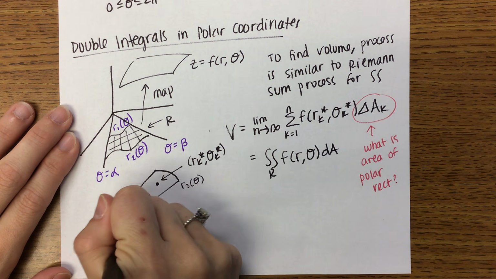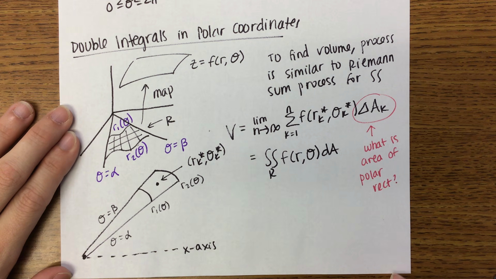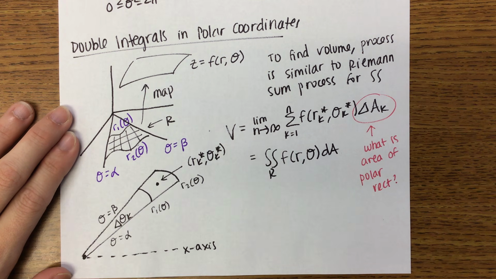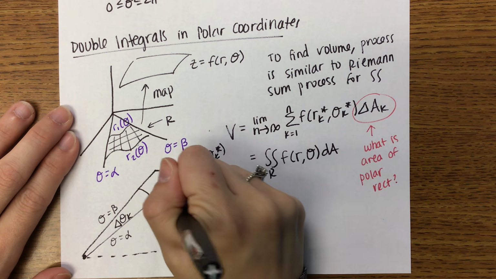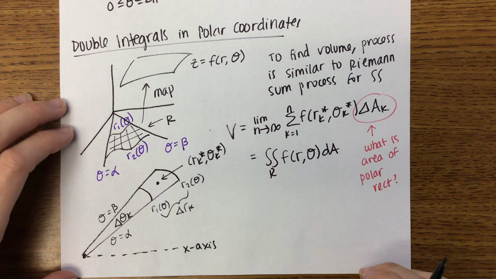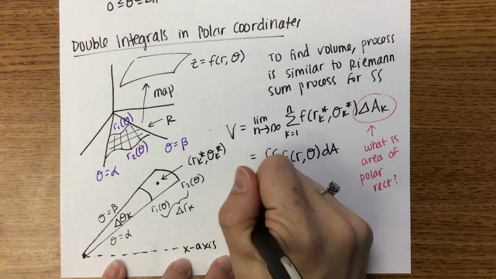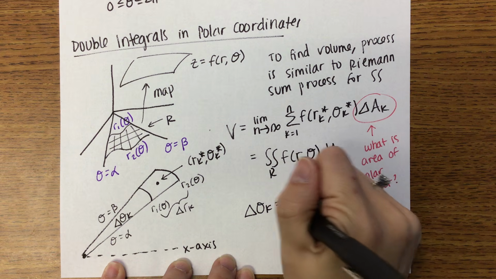This is where theta is alpha. This is where theta is beta. So this piece then is the change in theta. Here to here is the change in r. Okay, so here's what we have then. The change in theta, so that's right here, is just beta minus alpha.